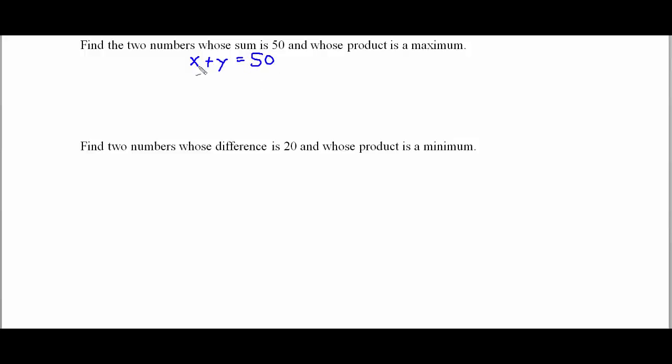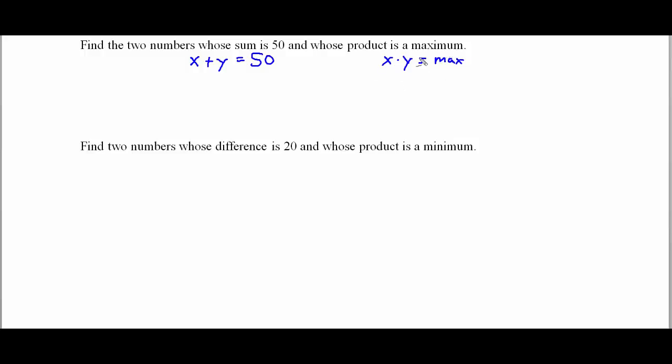Now that means these numbers could be like 10 and 40, or 20 and 30. They could be the same number, 25 and 25. It doesn't necessarily say that they have to be different. Or they could be some decimal equivalent like 0.5 and 49.5. But the real kicker here is that the product of these two has to be a maximum. That means that x times y has to be the maximum possible value.